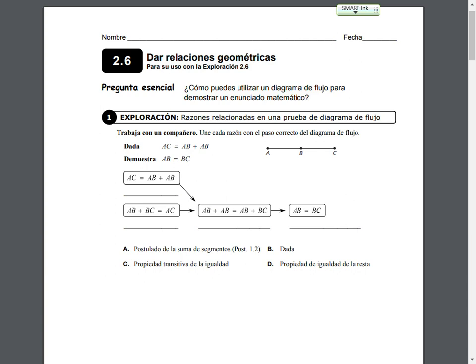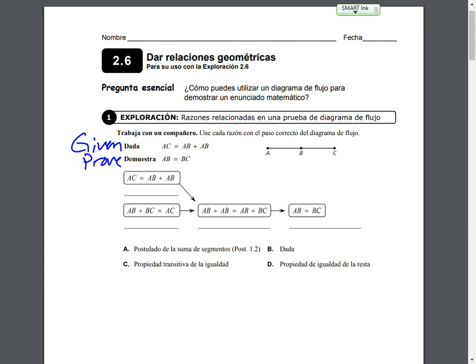But I wanted to go through this problem with you. 2.6, we are proving geometric relationships. We're adding on to proofs. That's really what we're doing. In this page, it says data, which is given. There's my Spanish lesson. Demuestra means prove. So we're given that AC equals AB plus AB. We have to prove that AB equals BC.